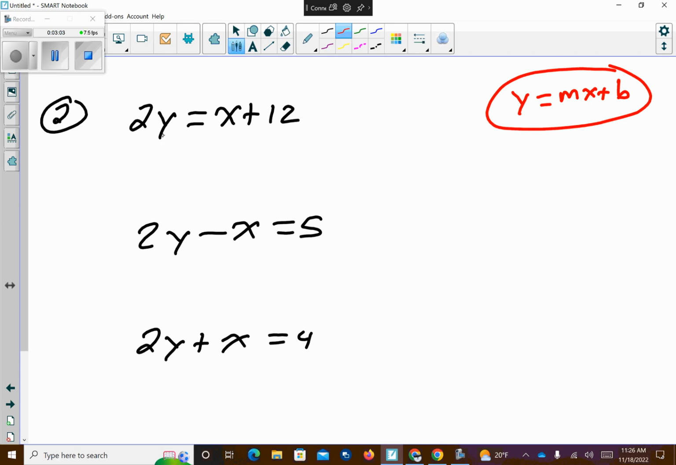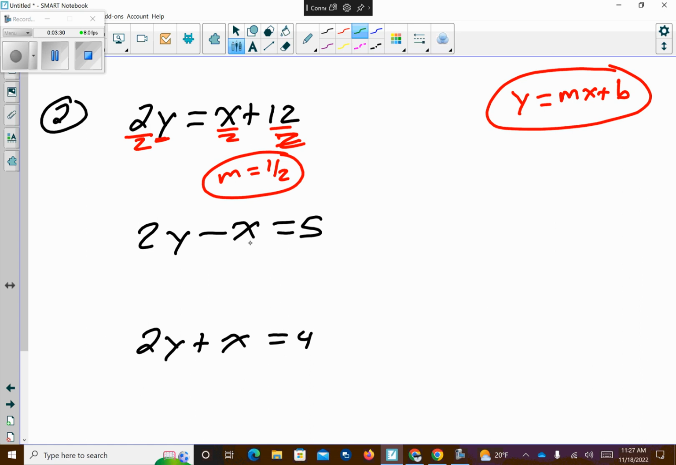Is y by itself on this first one? What should I do in order to get y by itself? 2 over 2 and y being held together. So I'm going to divide. Divide by 2, divide by 2, divide by 2. So my slope is 1/2. Okay?